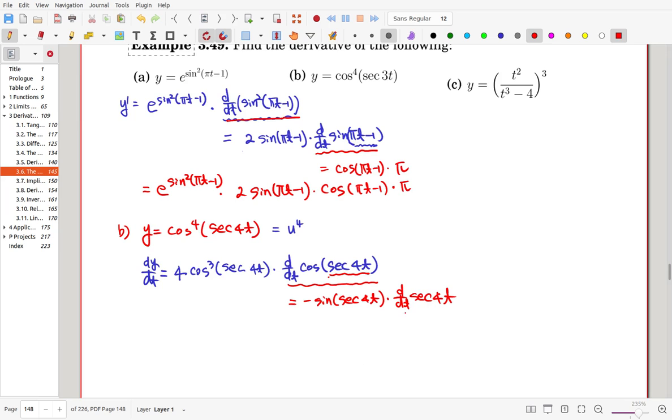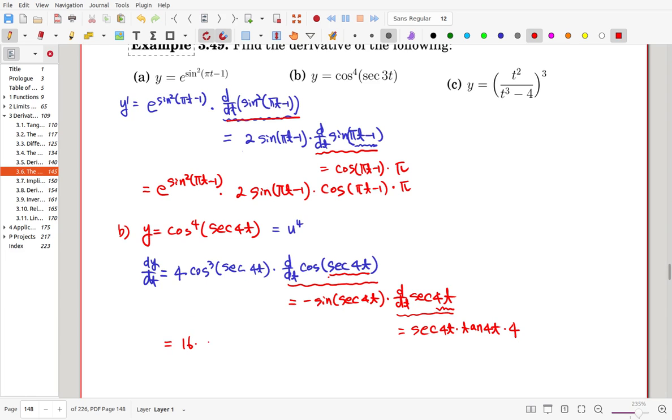Here again, for that one 4t is a variable, then the derivative of sec is sec times tangent, so that is the same as sec 4t and tangent 4t, and now the variable t derivative, which is 4. So now we combine everything. From here we have 4 here, 4 here, so that is 16.